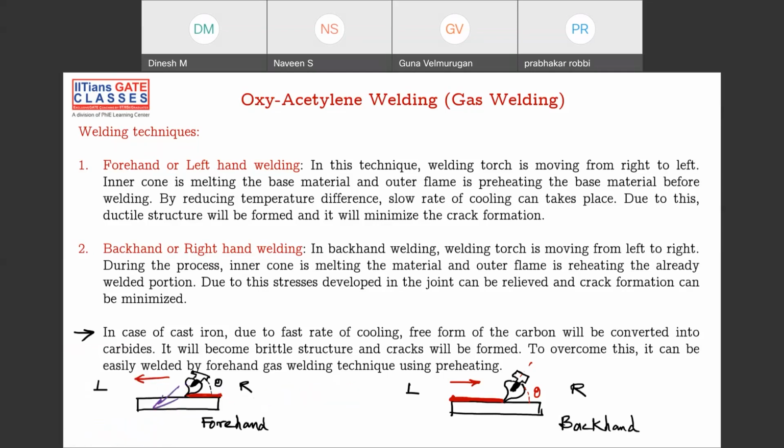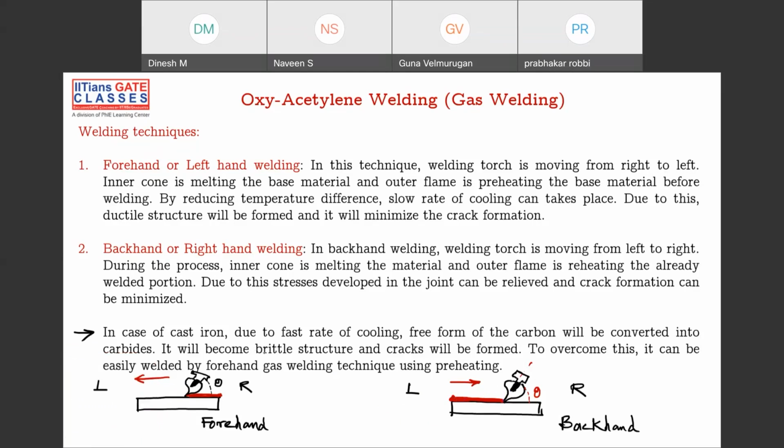This is preheating because this is the inner cone which is responsible for heating and melting. Outer flame is used just for preheating. Okay? In the other way, if you see, the flame is pointed towards the already welded portion. In the sense, it is reheating the already welded portion. Here it is preheating the unwelded portion. So those are the two advantages of both forehand and backhand welding.